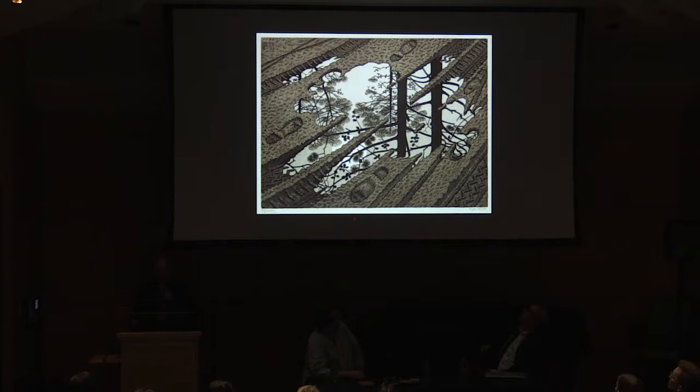And so not only for these images is he cutting blocks for the image, but he has to cut a separate block for each color, and he has to align them, register them, so that when printed, all the colors work together in alignment. And this is a complicated process and takes a lot of planning.